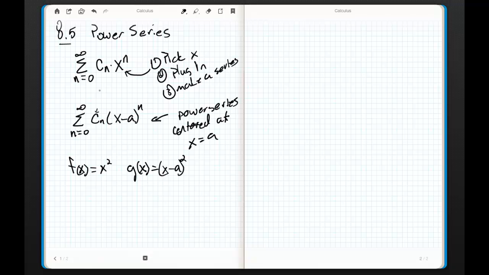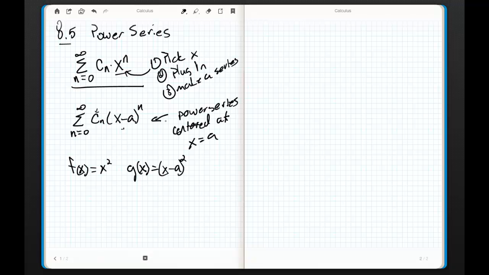Works the same way. You've got to think of power series not as being series, but as being functions. They work just like functions. Hand me an x, I'll hand you back a series instead of a y. This guy just happens to be centered at a rather than at 0, which is where this guy's centered at.